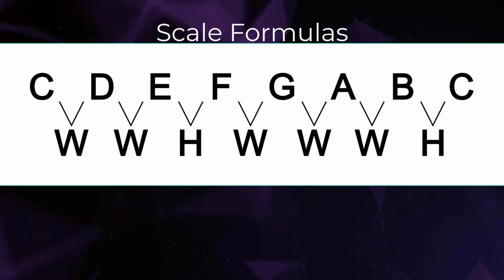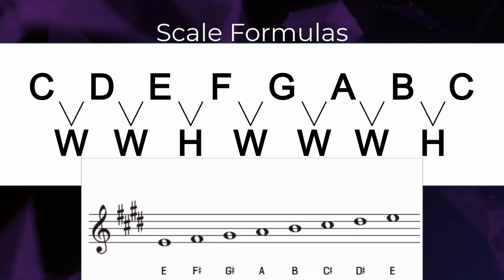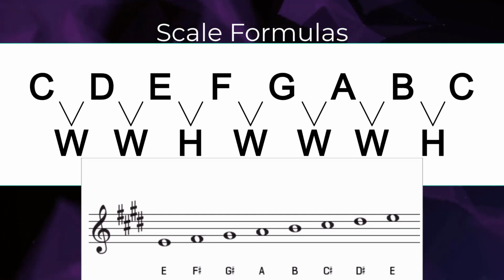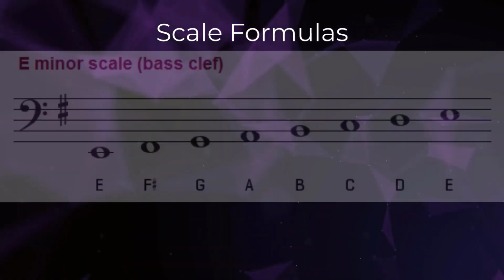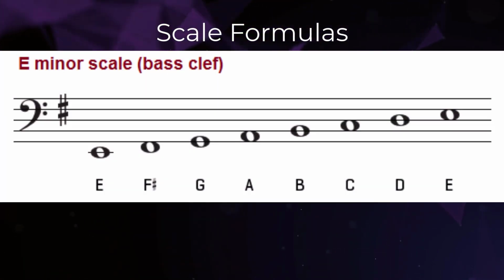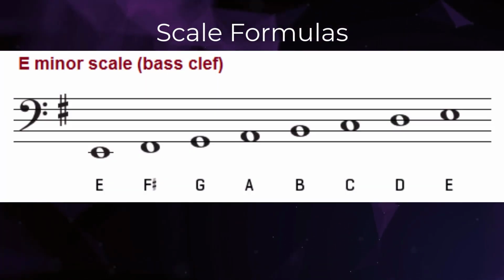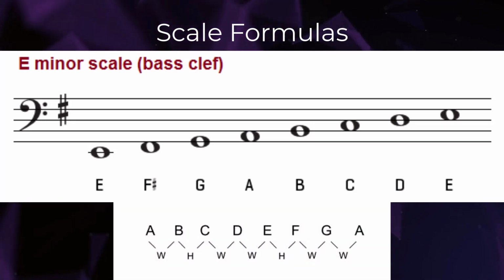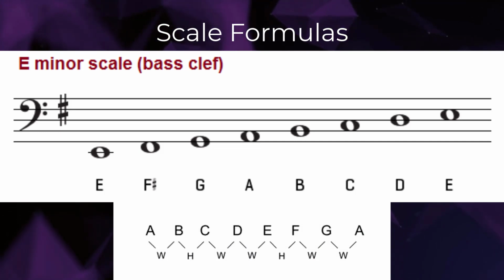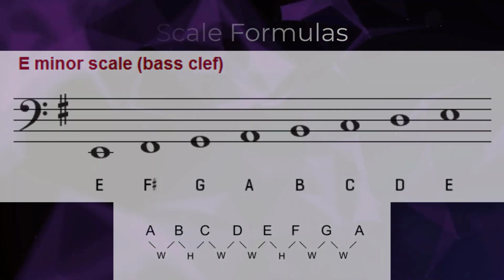If we build a major scale starting on E and follow this formula, we would have the following notes. In the same way, if we were to use the formula for a natural minor scale, we would be left with this scale. The formula for a natural minor scale is whole, half, whole, whole, half, whole, whole.